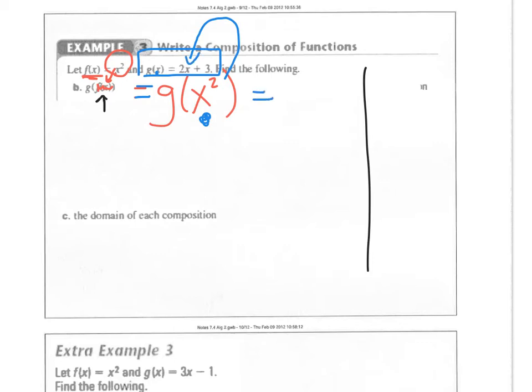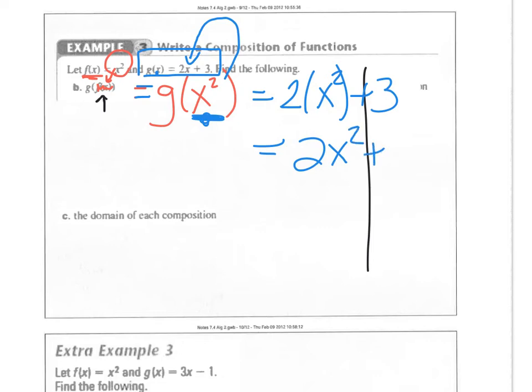So this would look like 2, it's normally times x, but again, x needs to be x squared, they said. X squared, and then here it's going to be plus 3. To finish this problem off, all I would do is multiply 2x squared plus 3, and that's my answer.